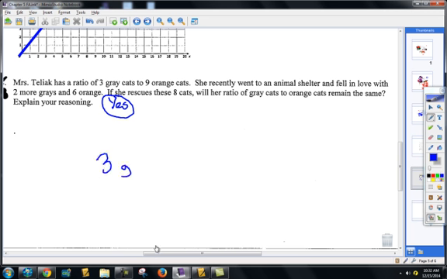So the ratio she has at home is 3 gray cats to 9 orange cats. Everybody agree with that? Yep. So she goes and falls in love with these cats, whatever. Then she's going to add 2 more gray cats to what she already has. So how many gray cats is she going to have now? 5 gray cats. And then she's going to add 6 orange cats to what she already has. How many orange cats does she have now?